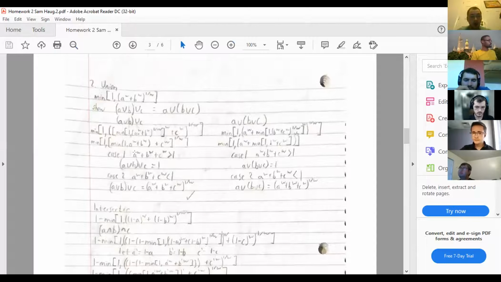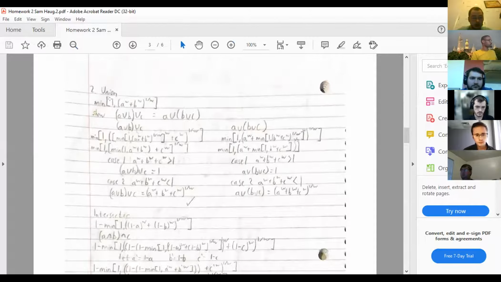Okay. So here I started with the union to show that it's associative. It's given by this. To show it's associative, you just have to show that this is equal to that. So on the left here, I did the left side of the equation, and on the right, I did the right side of the equation.